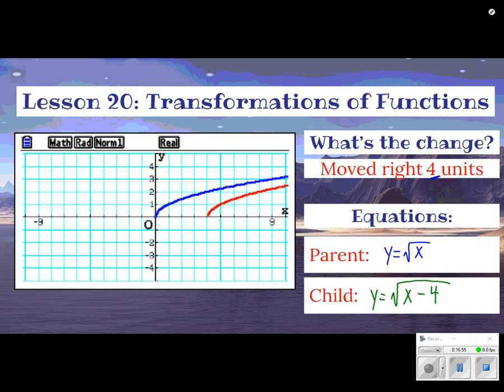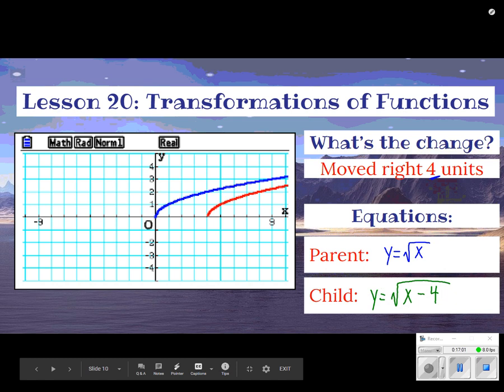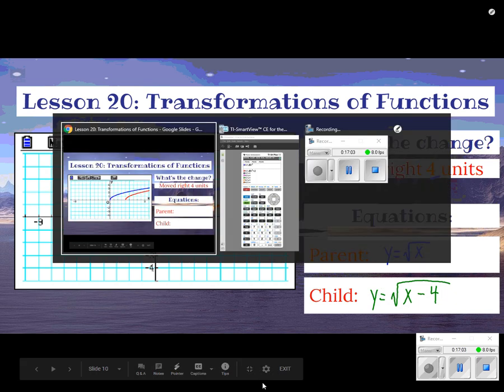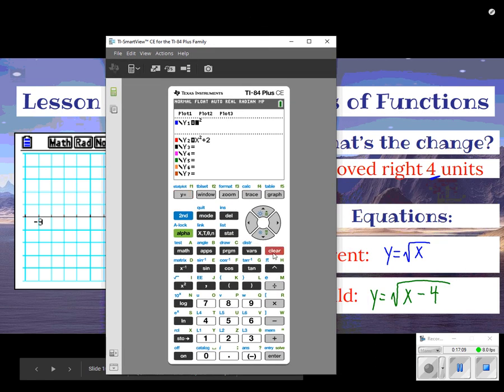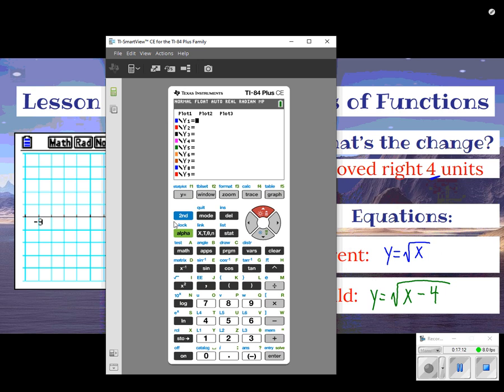Now it should feel backwards. It should feel opposite to you. Let's go and look at our calculator. Here we go. We're going to clear out what we have. And we're going to type in the square root of x. That's our parent function. And then the square root of x, and then minus 4. So I need to make sure that all of that is underneath my square root. So let's graph that. And if you see, here's my parent function in blue, here's my child function in red.